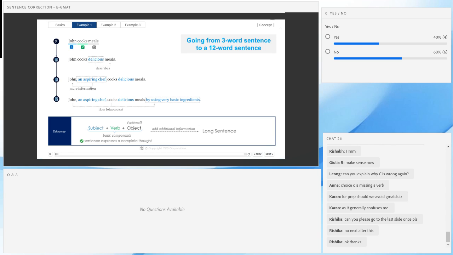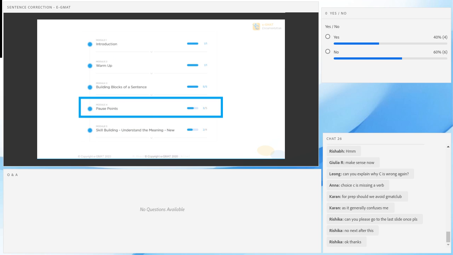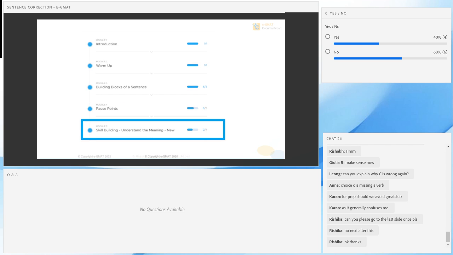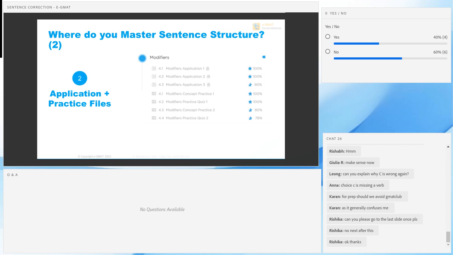We start off with very simple context, things that you can very easily visualize, and we slowly increase the difficulty level. We first give it to you in a simple context, but then add complexity of sentence structure. And then we throw at you more complex sentences, SC-like sentences. That's what you see in module number 5 over here. You go through non-fiction sentences which are like SC sentences.